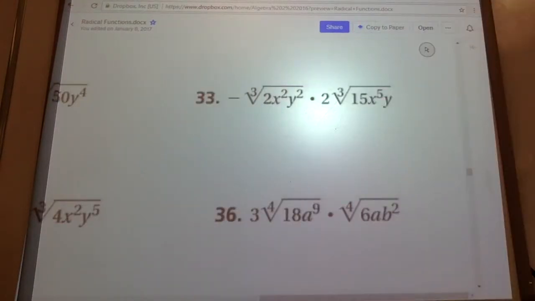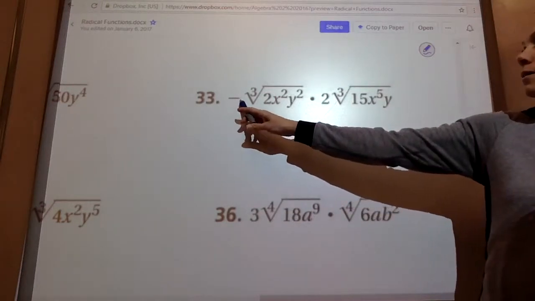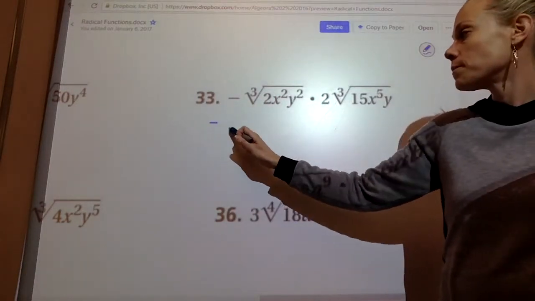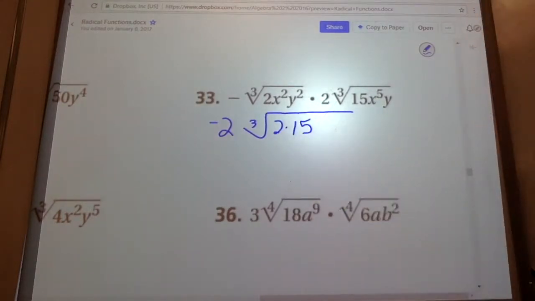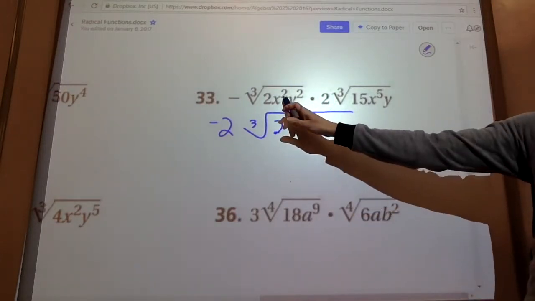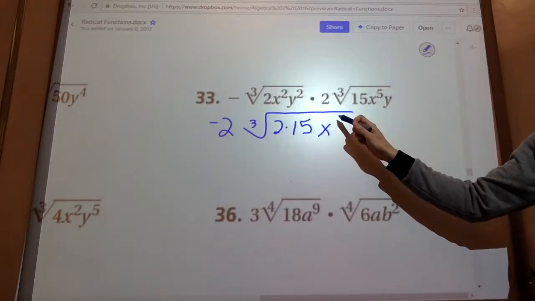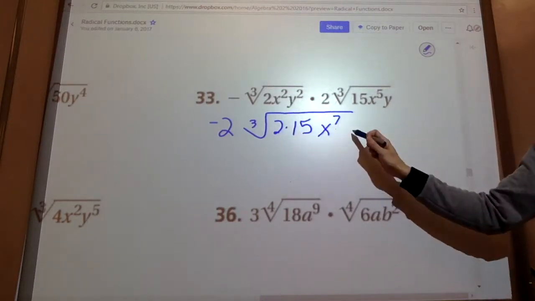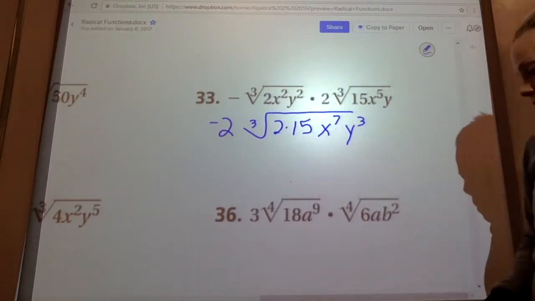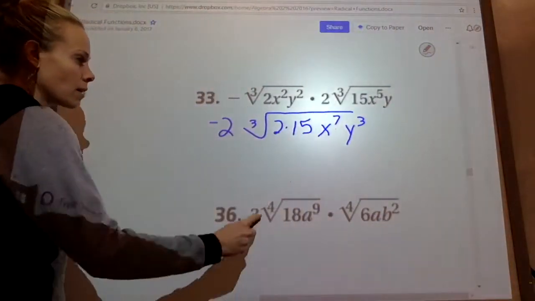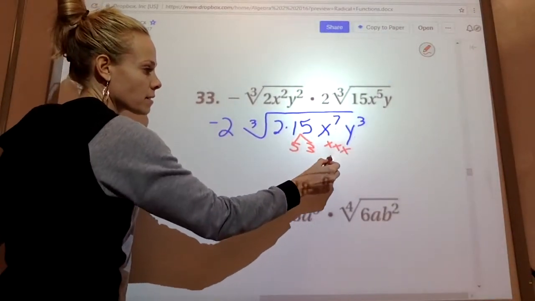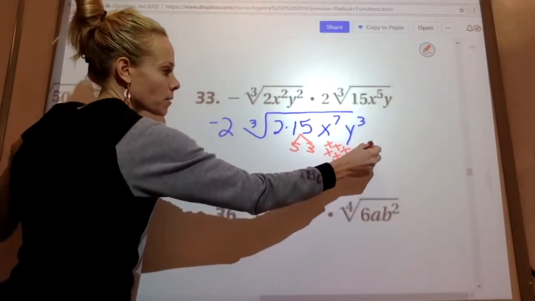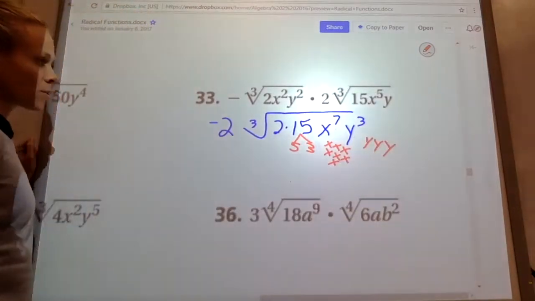So here's another cube root one. I'm going to multiply negative 1 times 2 is negative 2. And then cube root, and again, I'm just going to leave it 2 times 15, because I'm going to have to break it up anyway. And then x to the 2 plus 5 is 7, good. And then y to the 3rd, good. And I need groups of 3. So break down 15, 5 and 3. I have 7 x's and 3 y's.